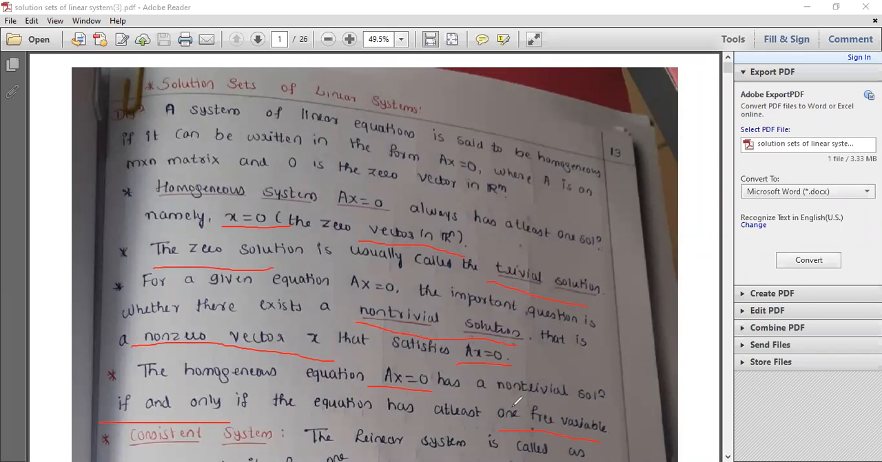So what is this free variable? First, try to understand the homogeneous system. If the system of equations is of the form Ax equal to 0, it is called homogeneous, and a homogeneous system has a trivial solution. Trivial means x equal to 0 will always be a solution for the given equation.